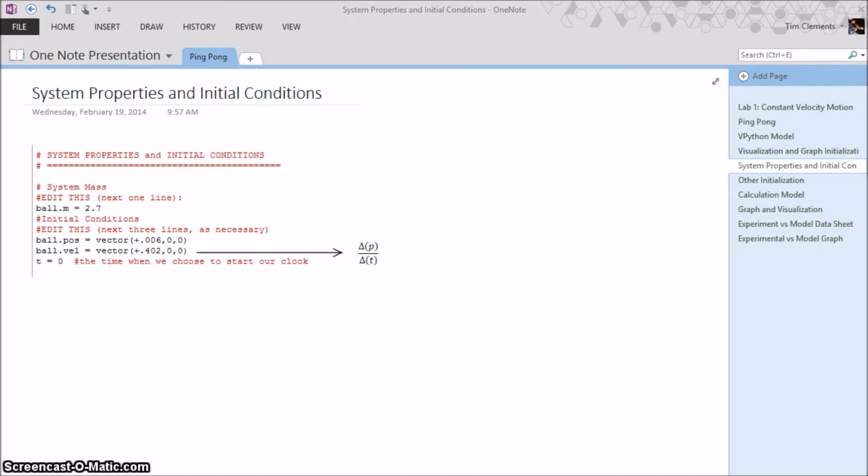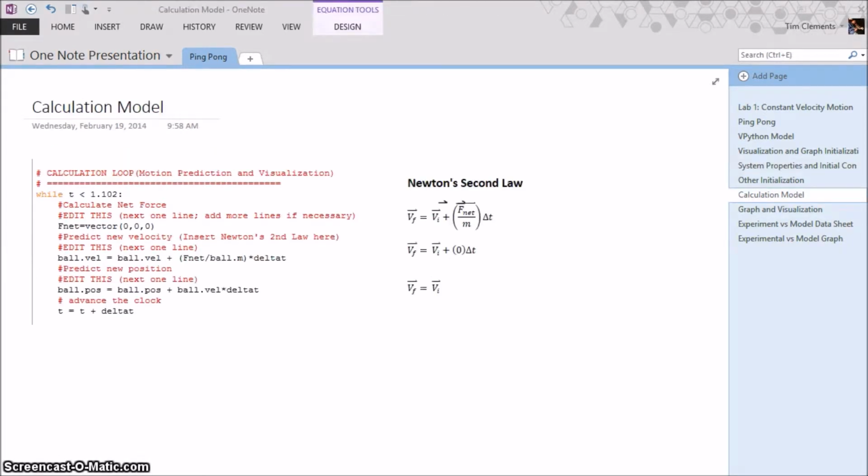The initial position where time equals 0 is close to 0 meters in the x-coordinate and is 0 for the y and z coordinates. The average velocity is 0.402 meters per second in the positive x direction, which is found by the change in position over the change in time, delta p over delta t. To match the tracker program, I input the starting time at 0 seconds. The model is set to predict the ball's position for 1.102 seconds.